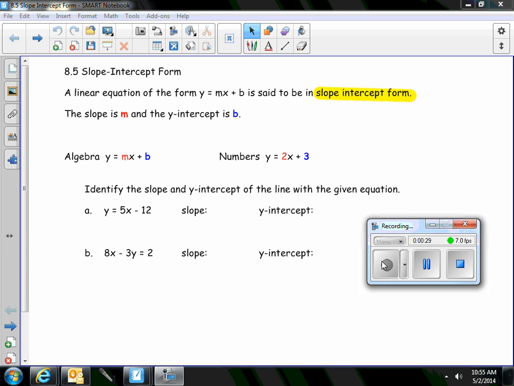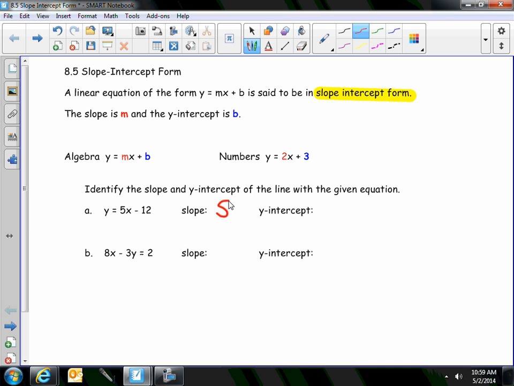And in numbers, we give an example, y is equal to 2x plus 3. The m is equal to 2 because that's the slope. And 3 is the y-intercept because that's where it crosses the y-axis. So in this example, our slope is going to be 5, and our y-intercept is going to be negative 12.